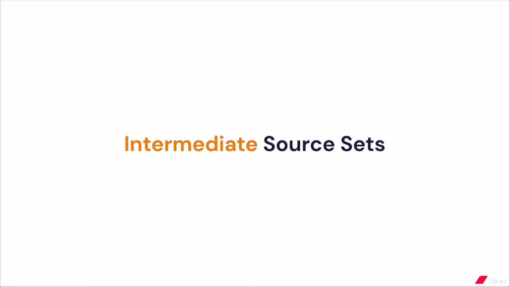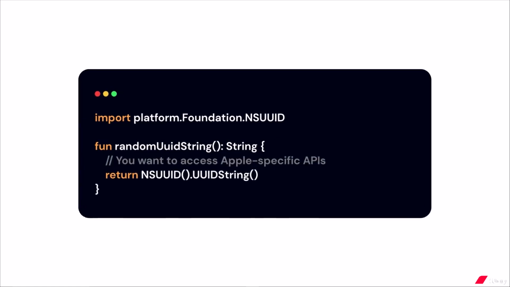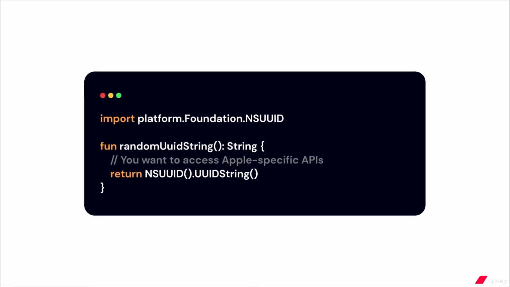And lastly, there are intermediate source sets. An intermediate source set is a Kotlin source set that compiles to some but not all of the targets in the project. For example, let's say that we are building a Kotlin multiplatform project that needs to target all modern Android and Apple devices, and you need a source set to add a function to generate a unique identifier for all Apple devices. Now you can see this function that generates a random unique identifier for Apple devices.